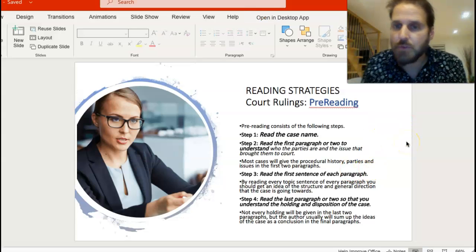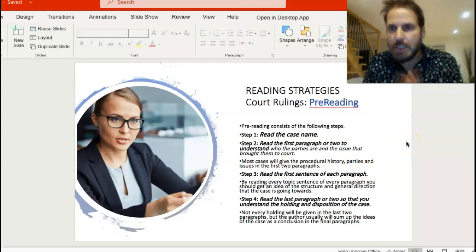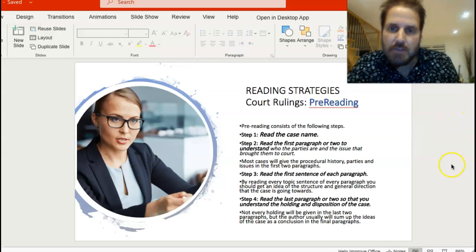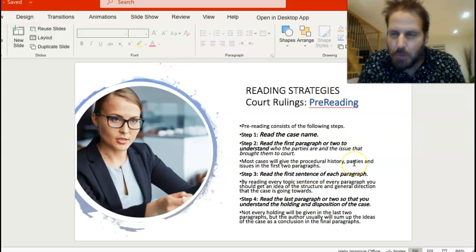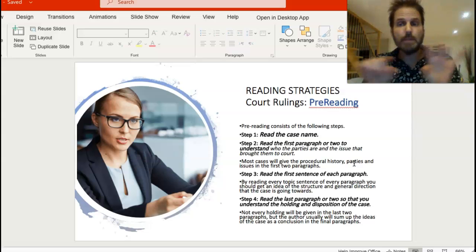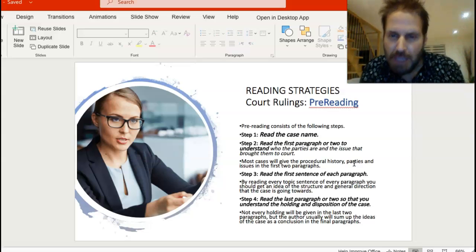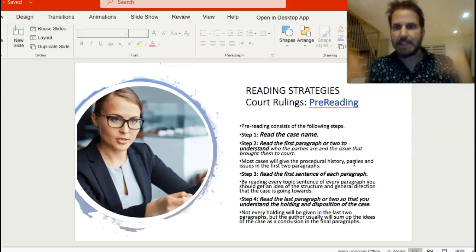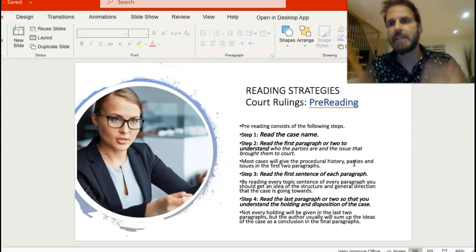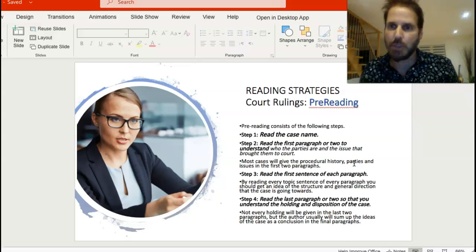So strategies. The first one is pre-reading. You can take the court ruling and pre-read. Here I just put some ideas. You read the case name, read the first paragraph or two to understand what the parties are and the issue at hand is. Number three, read the first sentence of each paragraph, and that normally gives you the main idea of that paragraph. Number four, read the last paragraph to see how it concludes. And once you've done that, you've basically enabled yourself to get a general idea of the ruling.